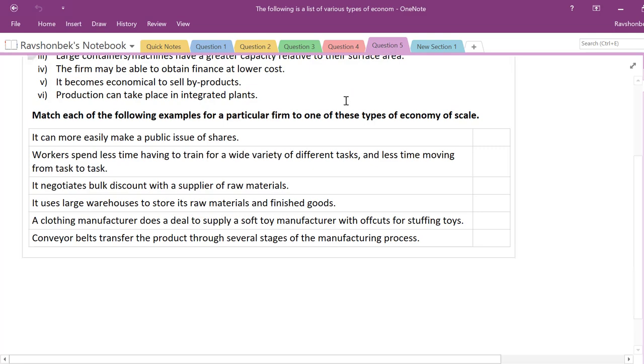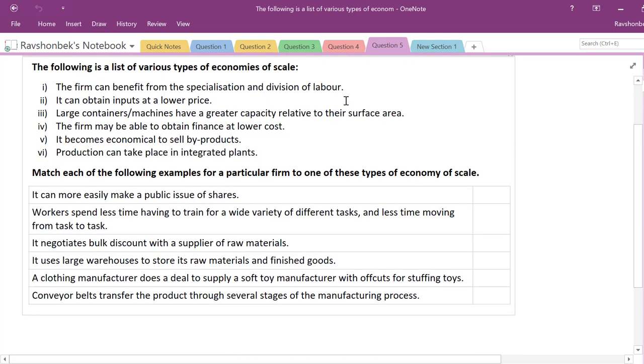Right. Question 5 now. The following is a list of various types of economies of scale. Match each of the following examples for a particular firm to one of these types of economies of scale. Right. So let's read this. The firm can benefit from the specialization and division of labor.